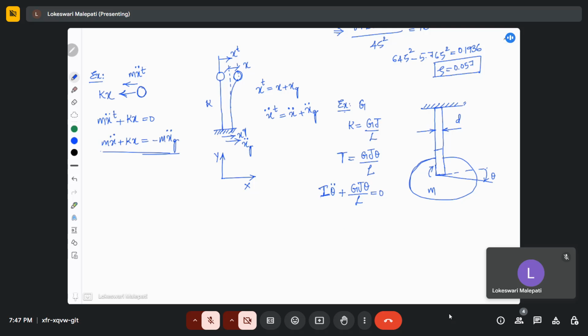Now, this is the mass moment of inertia that we have to consider. For this case, the mass moment of inertia is m r square by 2. So we have m r square by 2 theta double dot plus G, and the moment of inertia for a rod of diameter d is pi d power 4 by 32, divided by L, times theta, is equal to 0. This is the equation of motion for this.